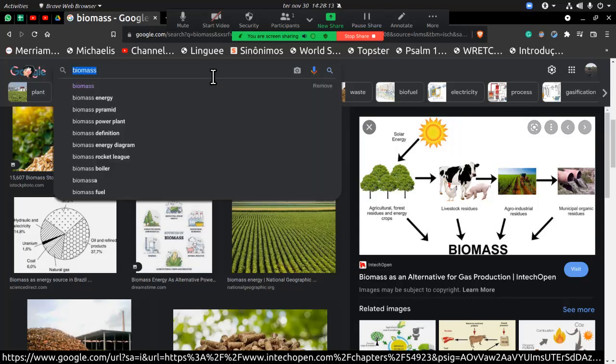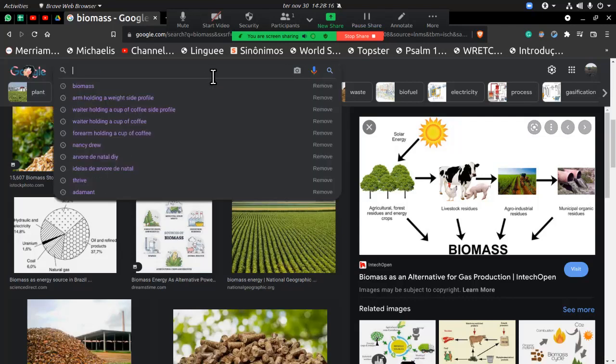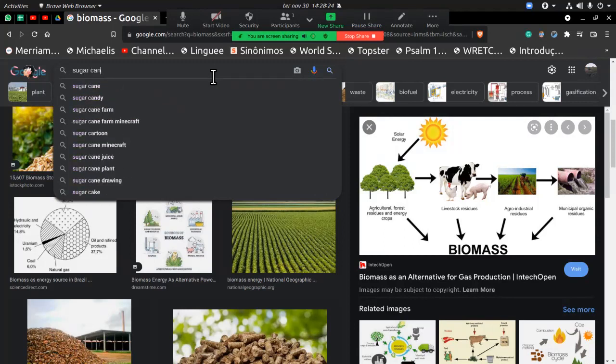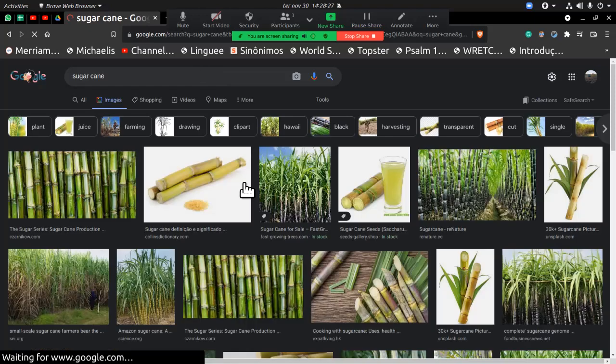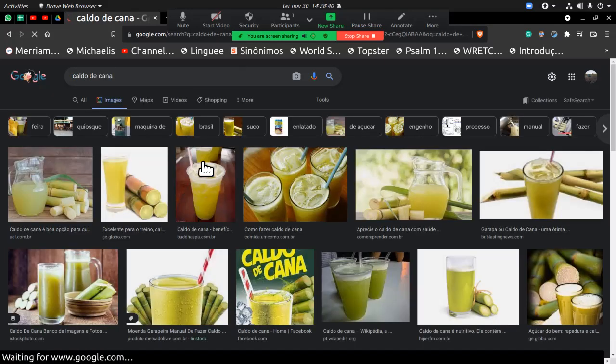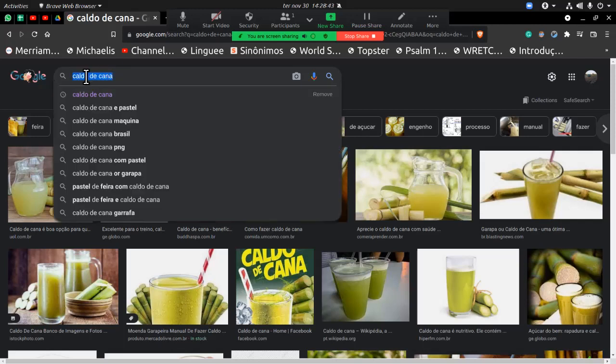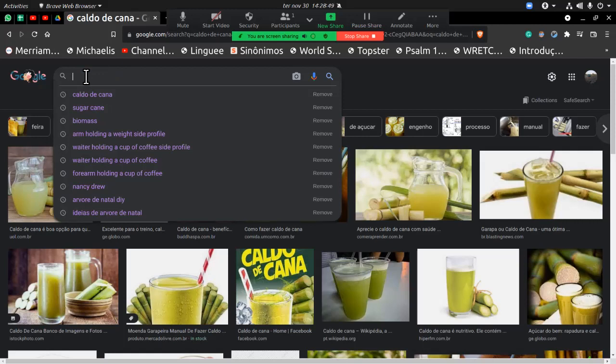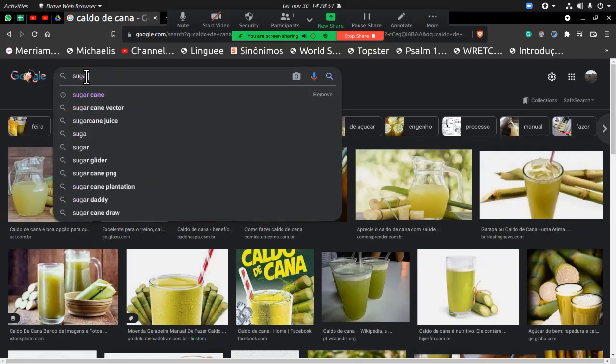And we also have, for example, here in the tropics, a lot of sugarcane. And sugarcane gives a very good drink, which is this one. It's called caldo de cana. And after that, we have the sugar cane.